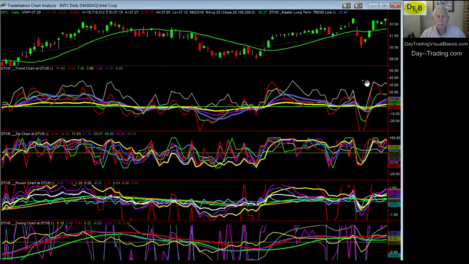It usually travels by itself, and it's very effective when you have divergent moves in it, like a top of cycle lower at a bottom, when you have swing gray under 0. When swing gray is under 0, you're in a low cycle. When swing gray is above 0, you're in a high cycle.